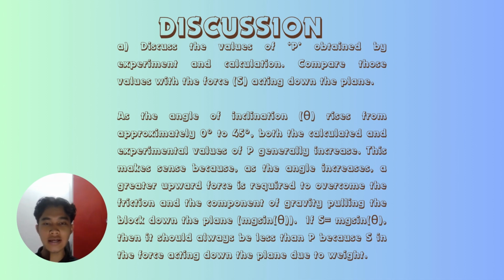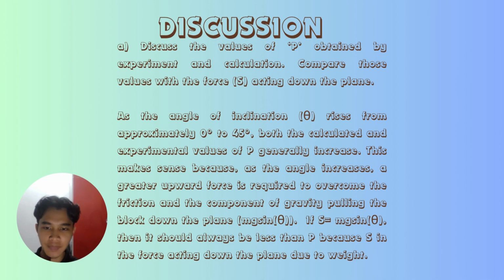The first question is: discuss the values of P obtained by the experiment and calculation, and compare those values with the force S acting down the plane. As the angle of inclination theta rises from approximately 0 to 45 degrees, both the calculated and experimental values of P generally increase. This makes sense because as the angle increases, a greater upward force is required to overcome the friction and the component of gravity pulling the block down the plane, which is mg sine theta in this case.